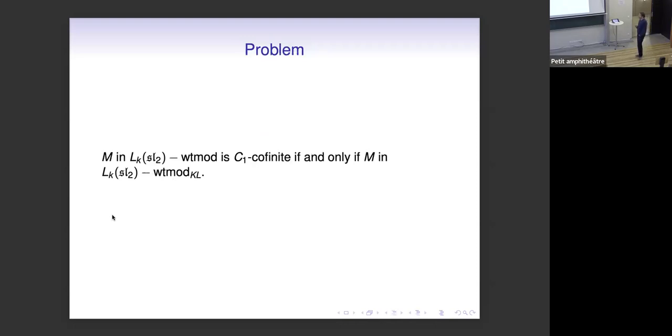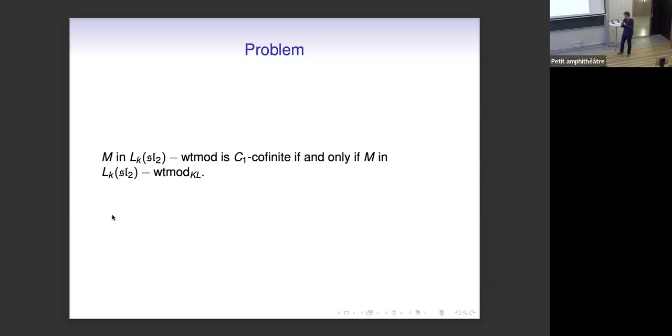Now the big problem is I was always restricting here in these lectures to the case of SL2, and if you remember a while ago, I wrote 4 categories: the category of weight modules. Right, that's the most general category.